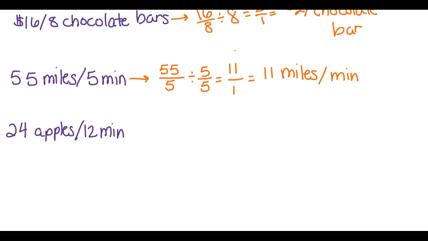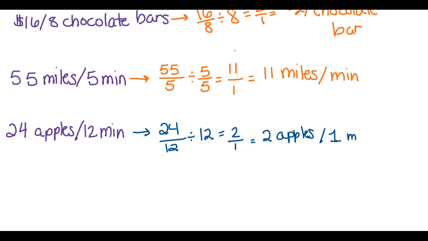Please pause it, check it out, try it yourself, look at our other examples, and then come back. For 24 apples in 12 minutes, I am going to turn that into my fraction. And so it's going to be 24 over 12. My greatest common factor is going to be 12, which means 2 over 1. And in words, remember, this means that we are picking 2 apples for every 1 minute or for every minute.